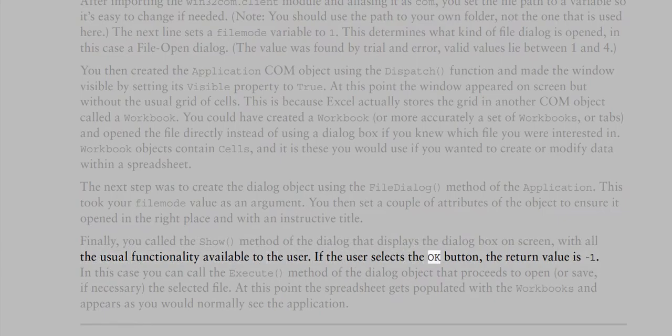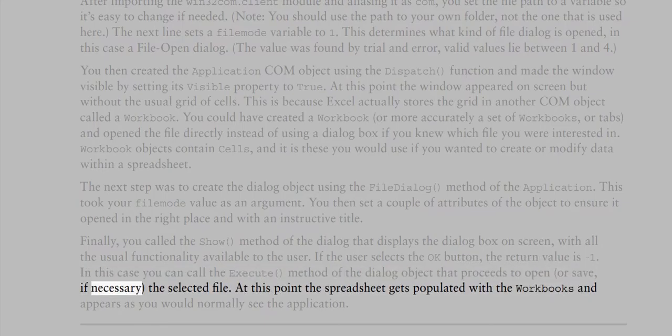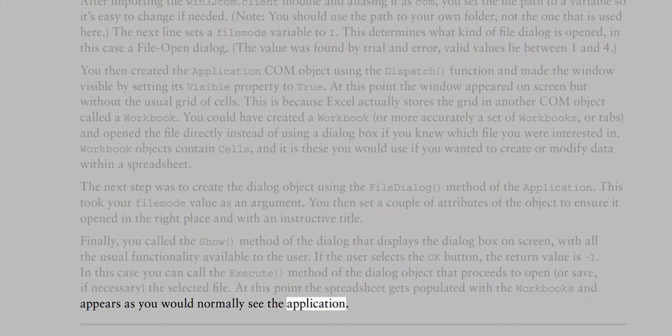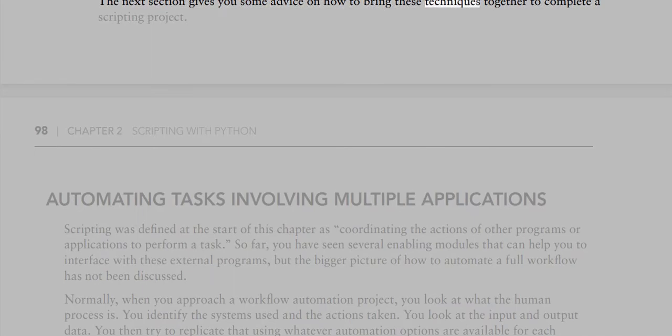If the user selects the OK button, the return value is 1. In this case you can call the Execute method of the dialog object that proceeds to open, or save if necessary, the selected file. At this point the spreadsheet gets populated with the workbooks and appears as you would normally see the application. You have now seen many techniques for integrating different applications in a scripting program. The next section gives you some advice on how to bring these techniques together to complete a scripting project.